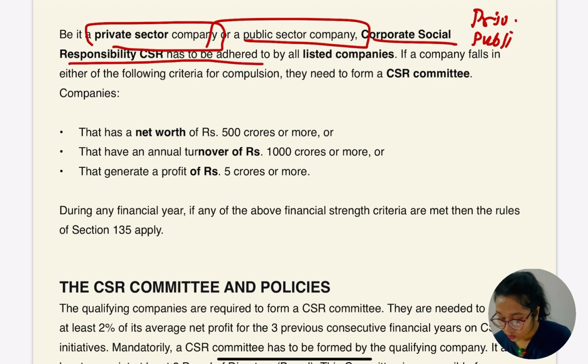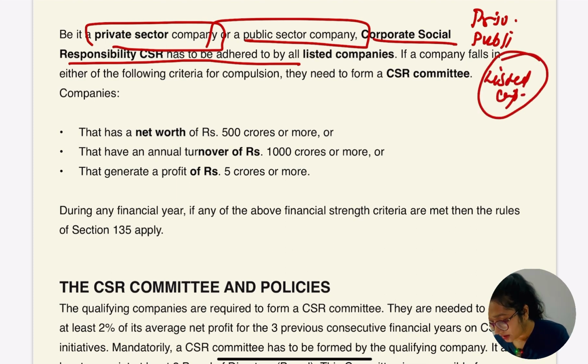Corporate social responsibility has to be adopted by all listed companies, which means for listed companies it is going to be compulsory. Okay, CSR would be compulsorily applied, whether it's private or public. This was clear, I hope. Second, for every listed company it is going to be adhered to. And there is some category: if the company falls under that category, in that case CSR is going to be applied. Okay, let's go for it.